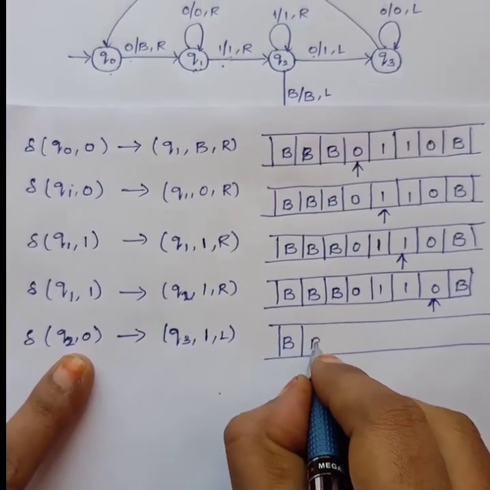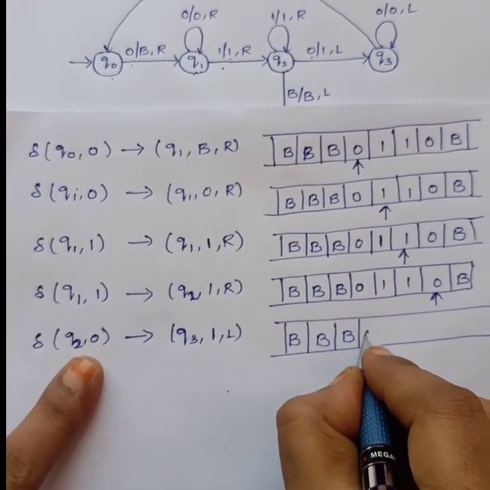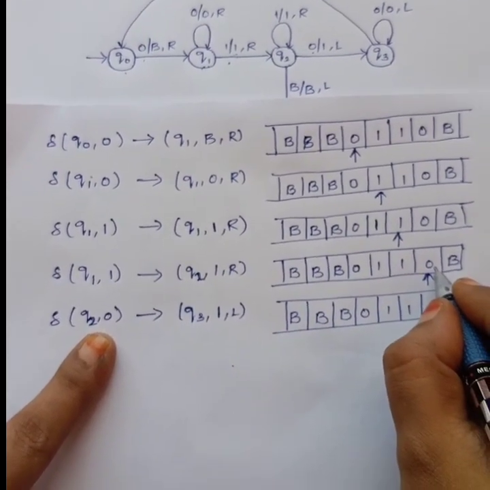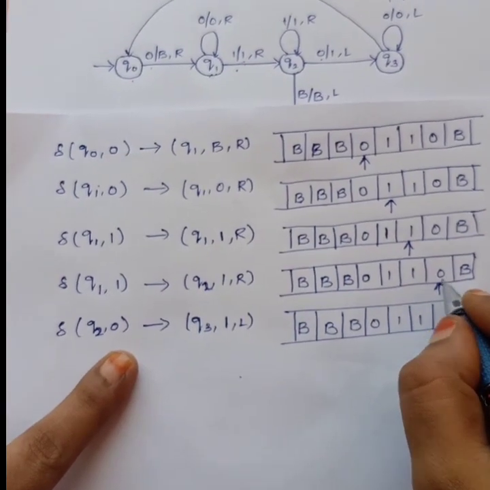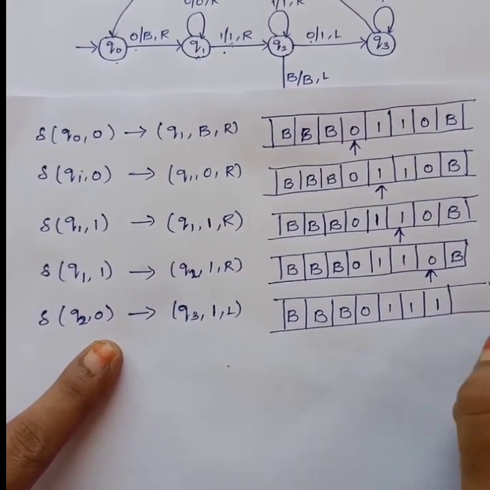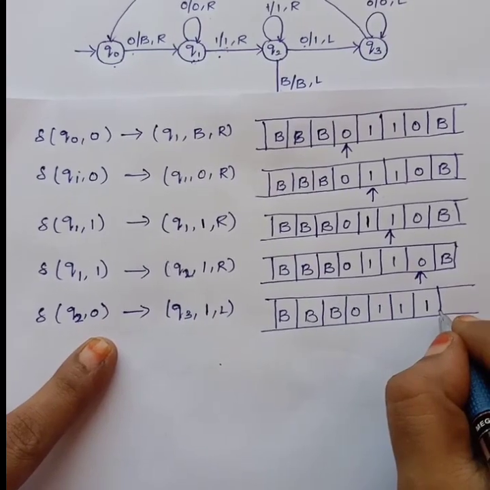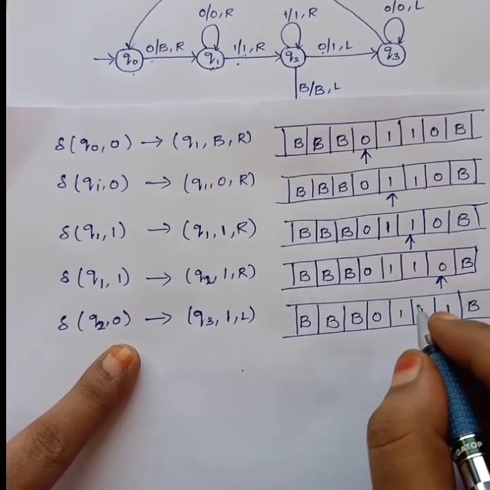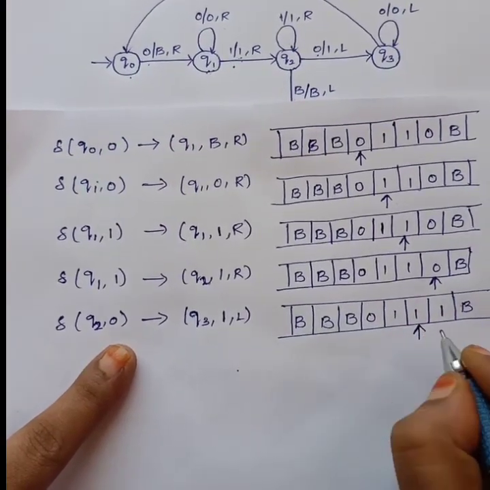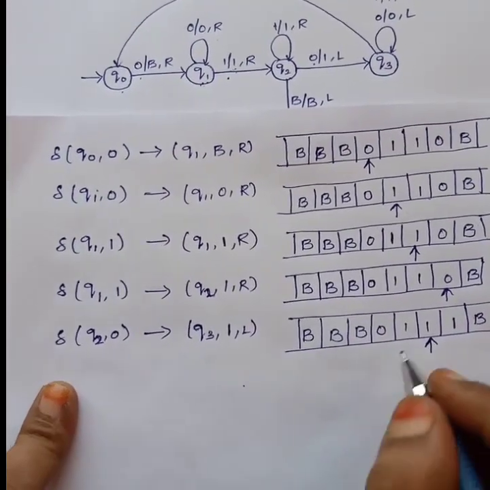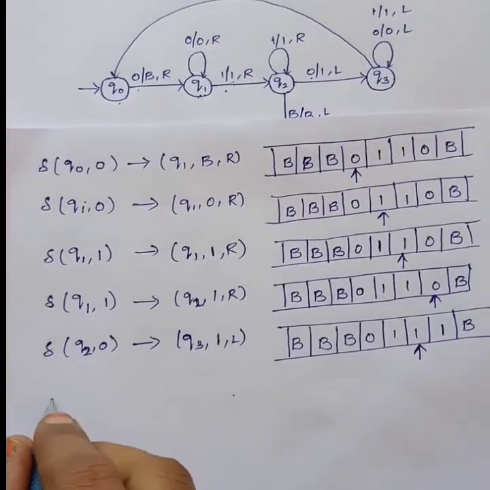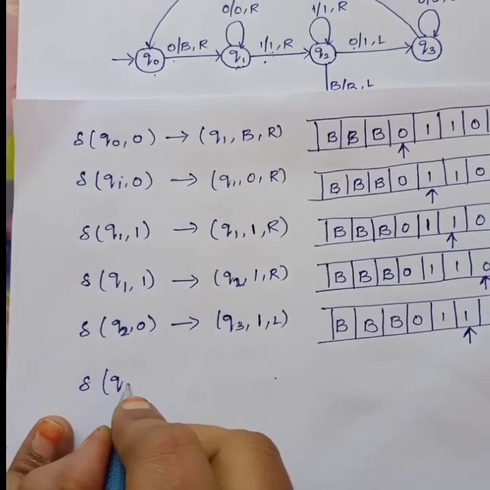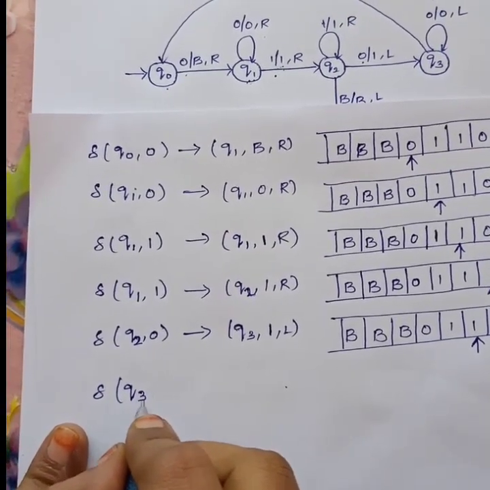B, B, B, 0, 1, 1. This particular 0 in Q2 state. I get 0, this is rewritten as 1 and move to left. Move to left, which means here the read write head indicates here. Now delta of Q3, now I am in Q3 state.